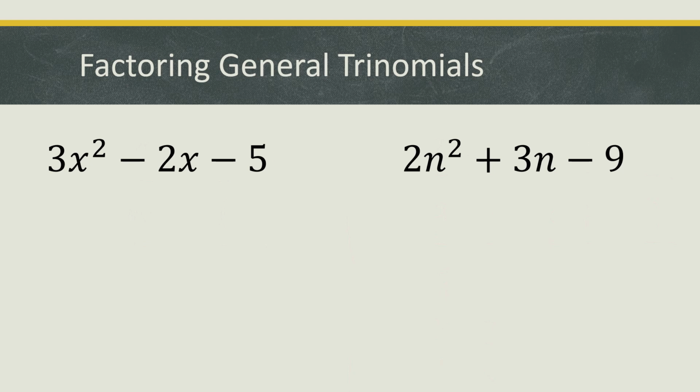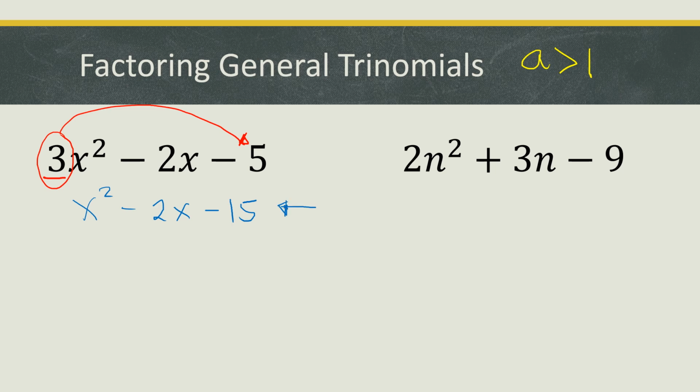There are some trinomials where your a is greater than 1. So how are we going to factor general trinomials where a is greater than 1? Let us observe our first expression, we have 3x squared minus 2x minus 5 where the value of a is 3. So the first thing that we will do with this is to multiply the value of your a to the value of your c. And that will give us x squared minus 2x minus 15. We will take back the value of a soon in the process. So this new expression is what we're going to factor.